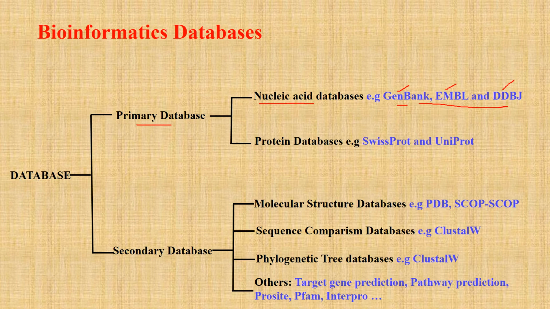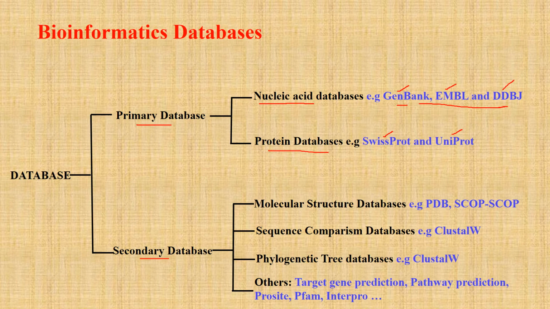A second primary database type is protein databases. These are databases that store protein molecules. An example here is SwissProt, the database that belongs to the Swiss Institute of Bioinformatics, and we have UniProt, which is the Universal Protein Resource.